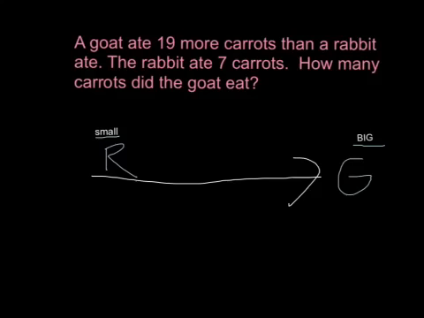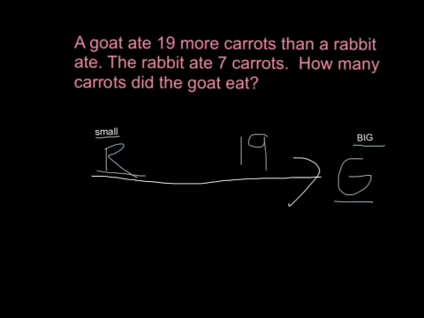So a goat ate 19 more carrots. So we're going to put the 19 there. Okay, so the first sentence is the most important sentence in the beginning. So we got the whole thing out of just that first sentence. A goat ate 19 more carrots than a rabbit tells us that the goat is the bigger number, the rabbit is the smaller number, and 19 is our other number.